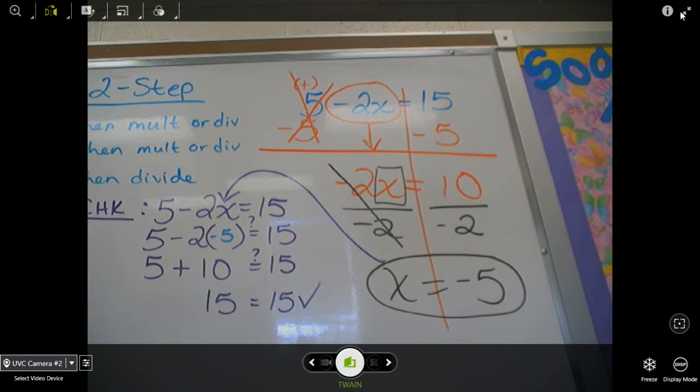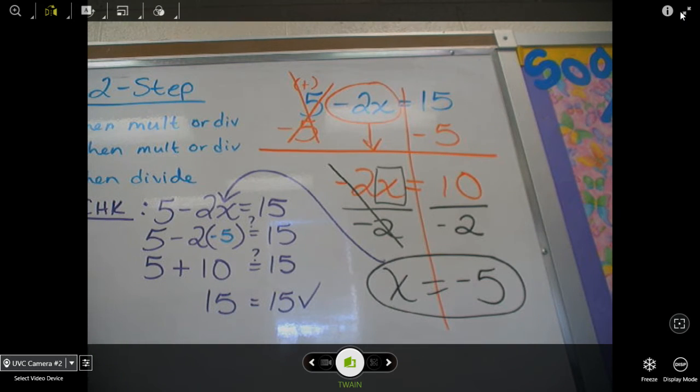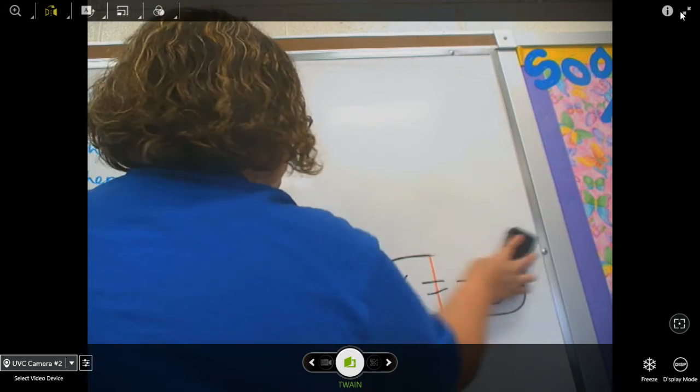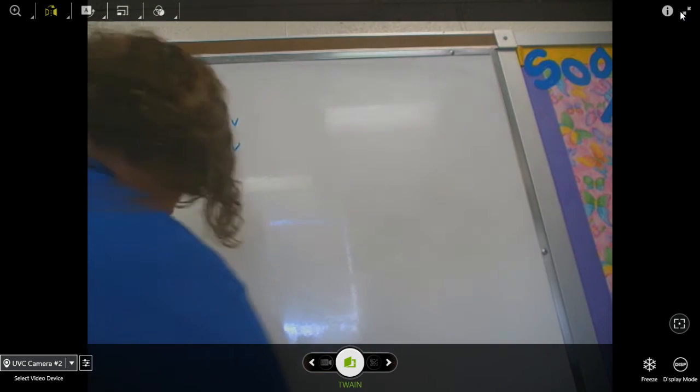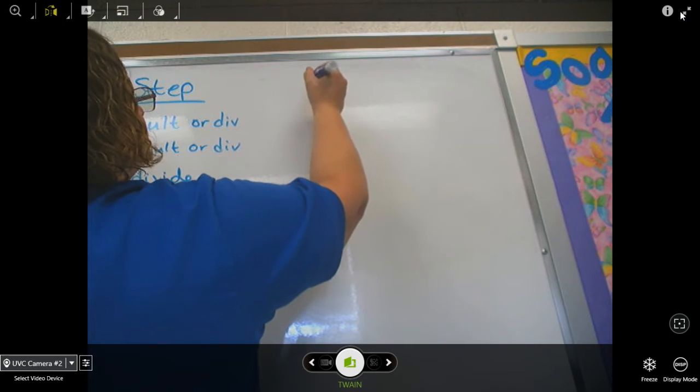Okay? Miss Long, are we going to have to do the check step? Yes, you are. Because you need to be able to check to see if you got the right answer or not. If you get down here and they don't equal up, what should you do? You should go back and figure out what you did wrong. It was probably a sign error. Okay? You probably just added or subtracted wrong. All right, so that's that one. All right, let's do another one.